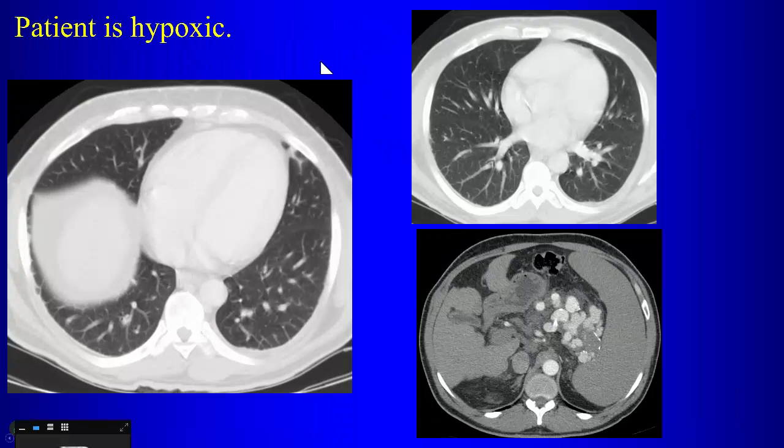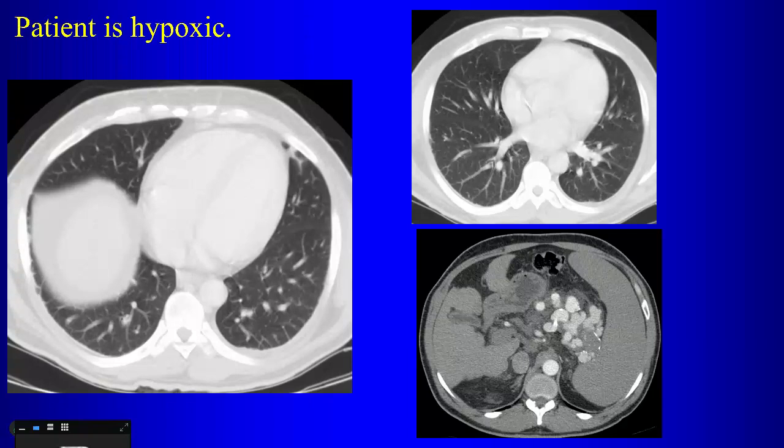This patient is hypoxic. What can we say about this? That's a big spleen. What about the liver, by the way? What do you know about the liver? It's another patient with cirrhosis, right? Hmm? Does have varices, yeah. There are varices.